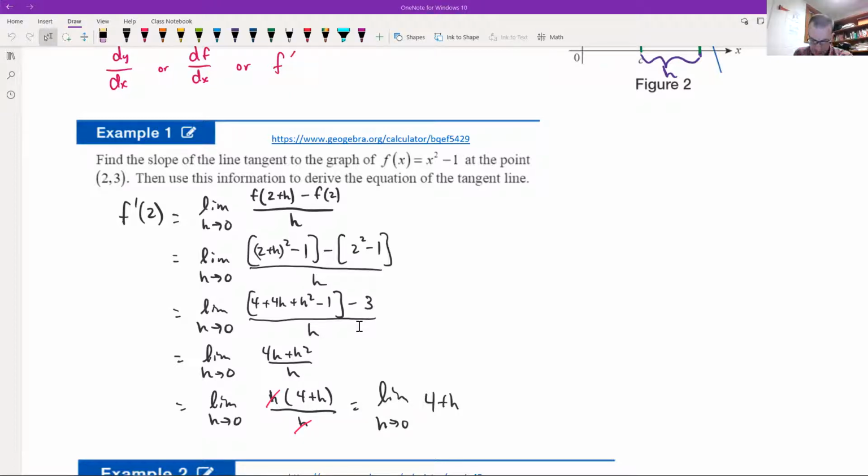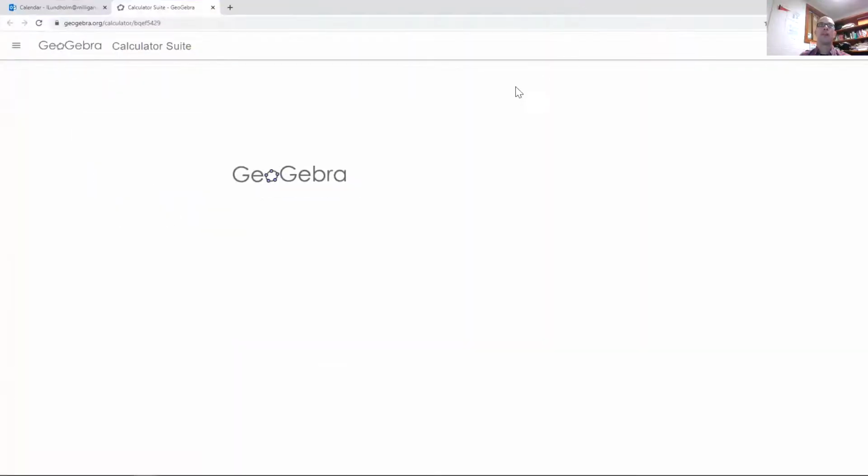That's great because now when we plug in 0, we just get 4, and now we don't have to write limit anymore. And so hopefully the slope of the tangent line is actually 4 on this graph. And what we can do is, let's go ahead and open up GeoGebra and pull it up here.